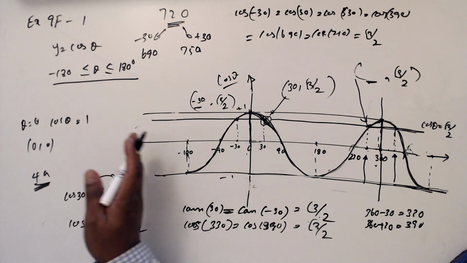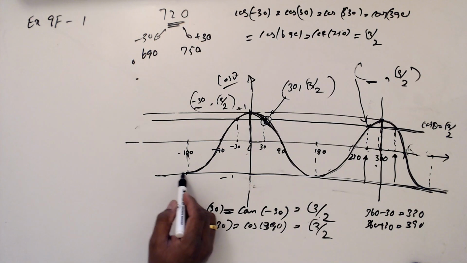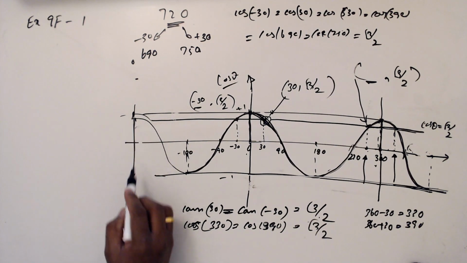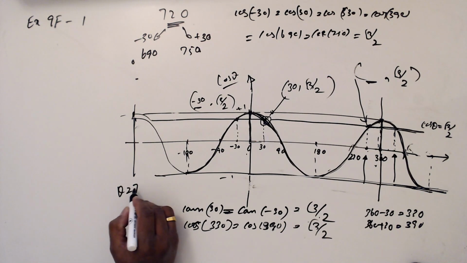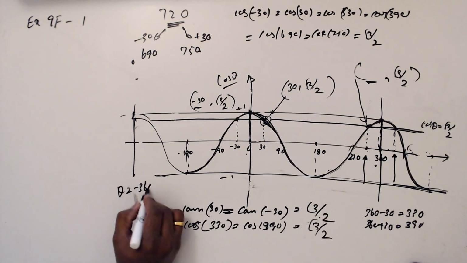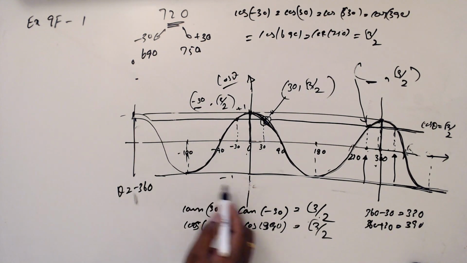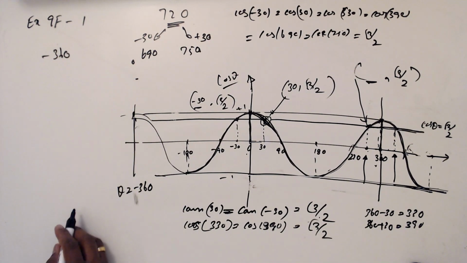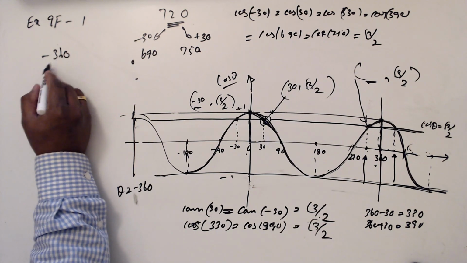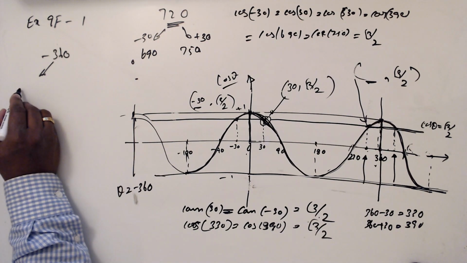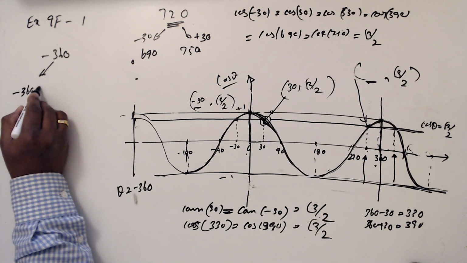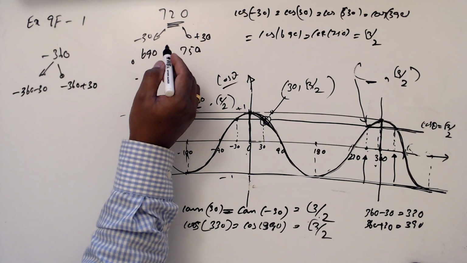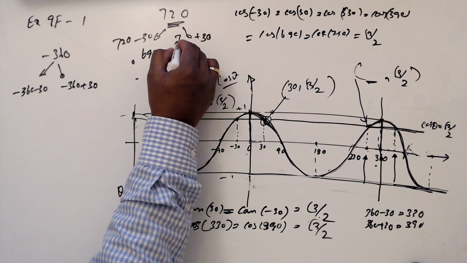So let me find another value from the left side. From this side, what is this peak going to be? It's going to be theta equal to minus 360. So this is 0, this is minus 360. So the next big line is minus 360. And now you have to take 30 away from minus 360. That is 360 minus 30, in here 360 minus 30, 720 minus 30.